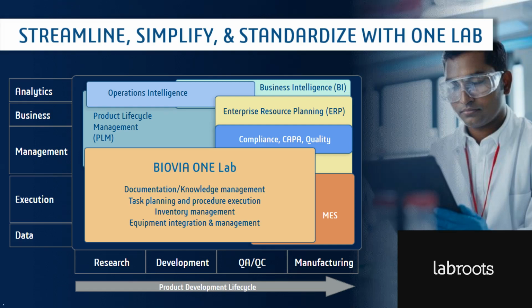And so if we go back to the informatics landscape slide that I talked about earlier, this is where I want to start to introduce you a little bit to BIOVIA OneLab, which is our solution for removing those barriers across these different parts of the organization, and bringing key capabilities together, being able to manage both the documentation and the knowledge that's being generated across the different labs, to put task planning and procedure execution together, along with inventory management and equipment integration and management, and have all of those together in one more integrated solution where you don't have those artificial barriers in place.